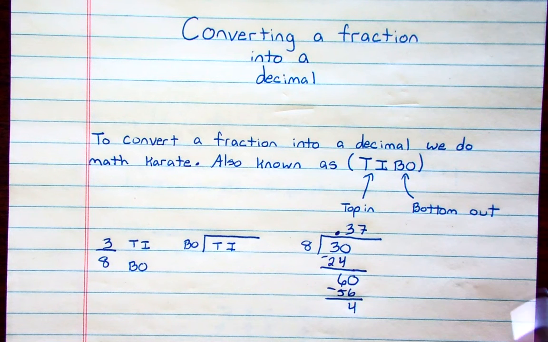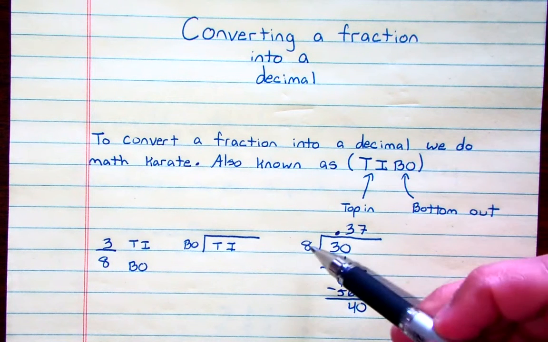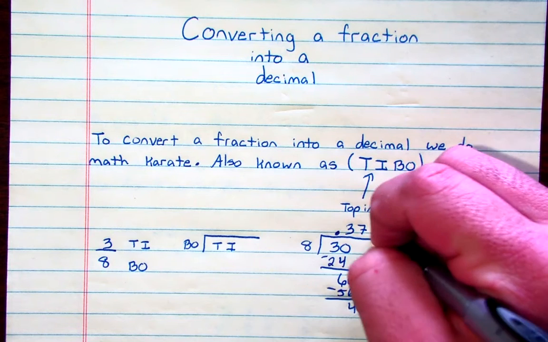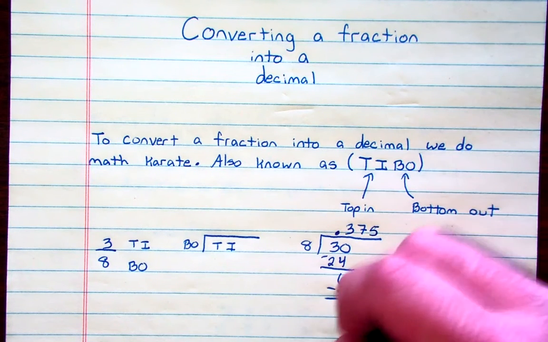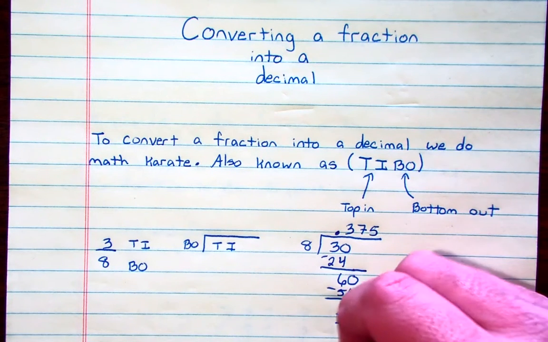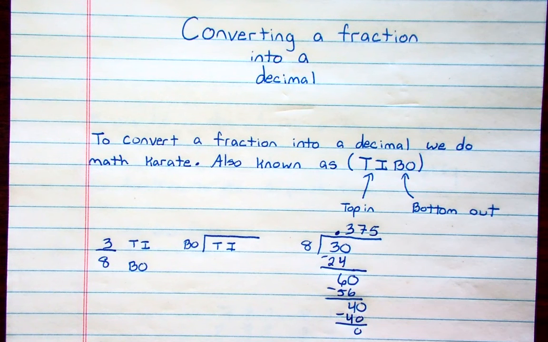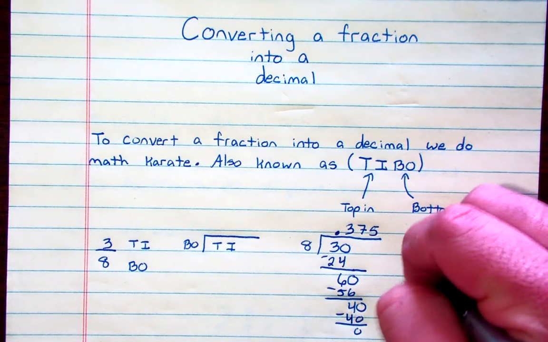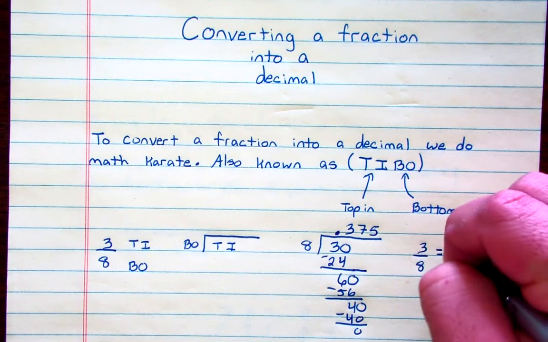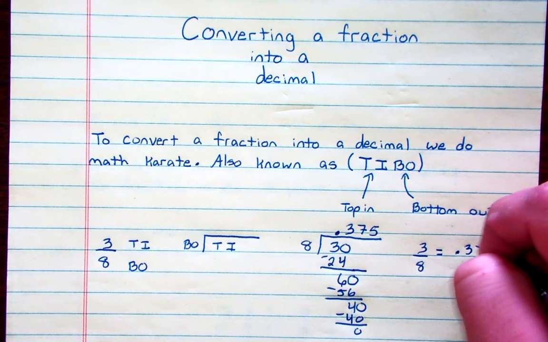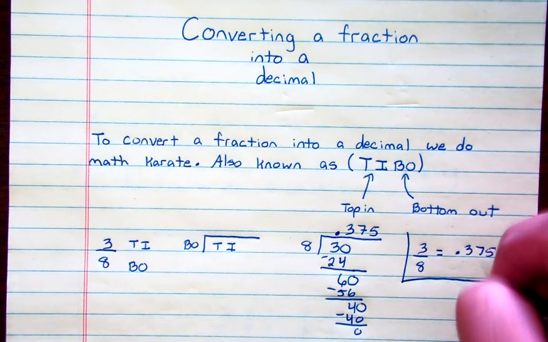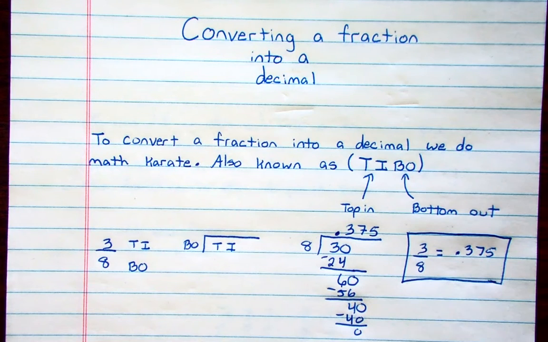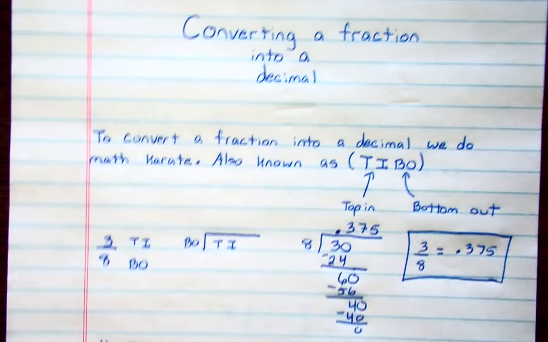Again, since I have a remainder, add the 0 behind it. 8 can go into 40 5 times. Oh, look at that. There's nothing left. There's your answer. So 3/8 is equal to 0.375. Done. You just did tie-bow, top in, bottom out. Let's look at another example.